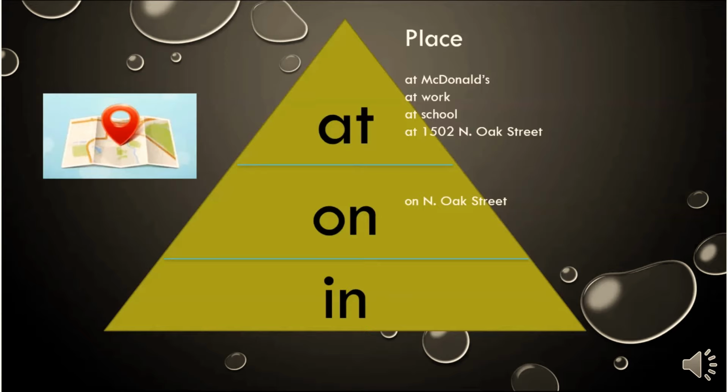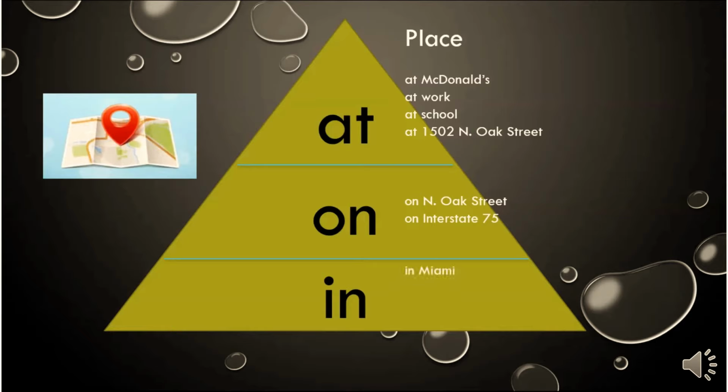So I could say, I live on North Oak Street. I don't tell you my house number, I just tell you the street that I'm on. Or I can give you my number and use at. I live at 1502 North Oak Street. On Interstate 75. Once again, this is a road or a highway. You would use on.